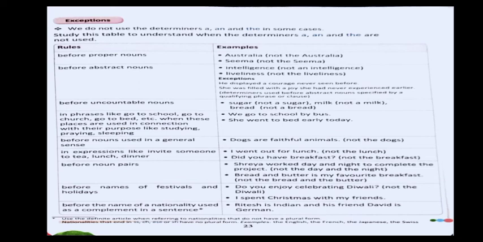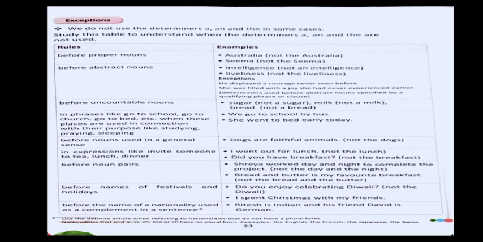Then, before abstract nouns. Abstract noun again shows or represents a feeling which you cannot see or touch. Okay, which you cannot see with your naked eyes, neither can you touch. Because your emotions, your feelings cannot be touched, but they can be experienced. So certain things come under abstract nouns, and we do not use any article in front of them.